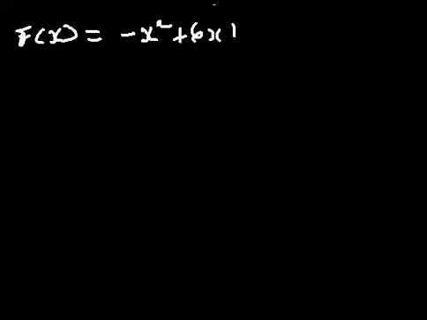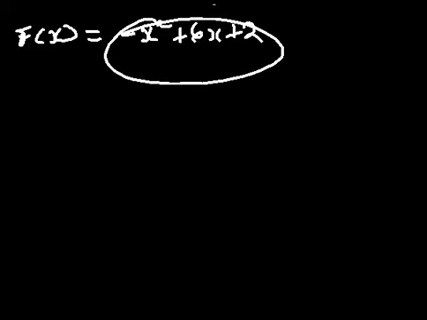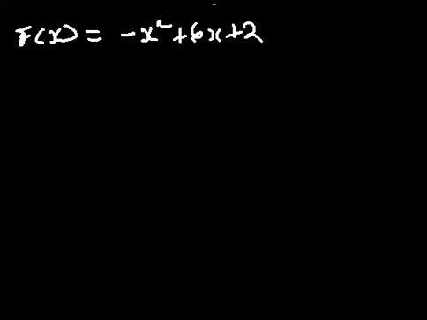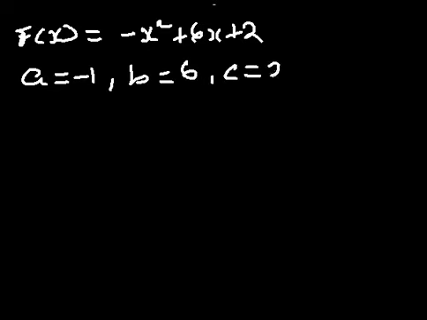Also, let's think of this problem. Let's say we have a function f of x, given as negative x squared plus 6x plus 2. Let's say this is the typical function. In this case we have a given as negative 1, b given as 6, and c given as positive 2.